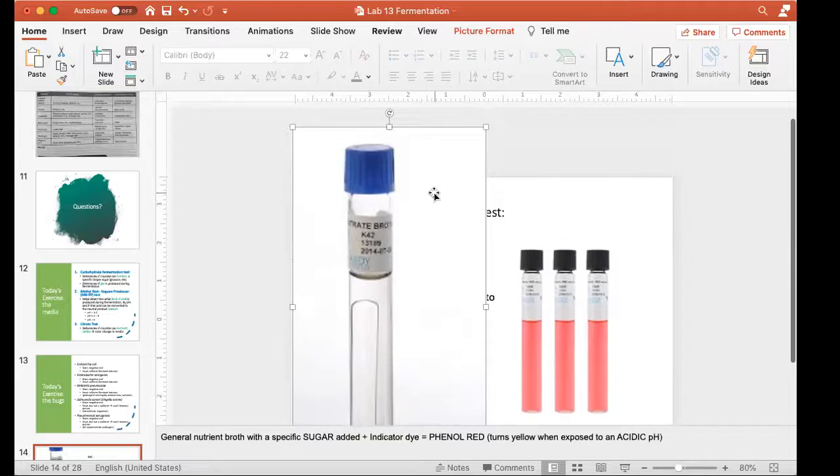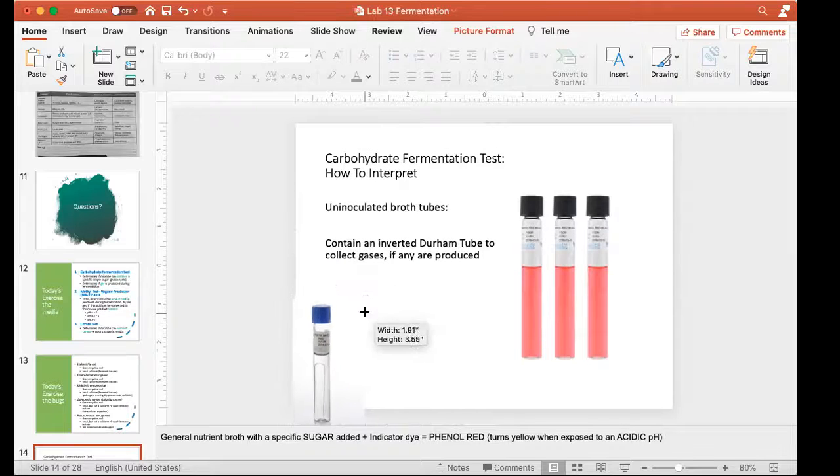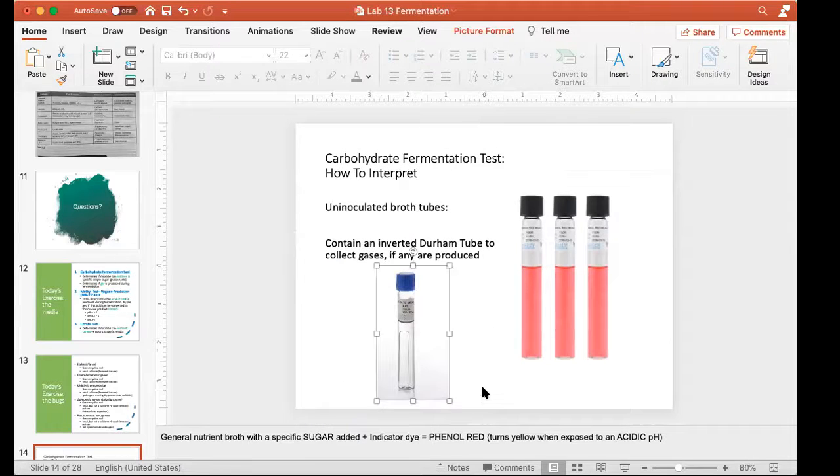Now, the indicator dye that's used in the carbohydrate test is a little bit different than what we've seen so far. The indicator dye is called Phenol Red. Now, this is another indicator that will turn yellow in the presence of acid, so that's not new. We're going to inoculate these tubes. We're going to put them in the incubator for 24 hours, and then we're going to see what happens. Do we get a yellow color change? And do we find gas trapped in the Durham tube?